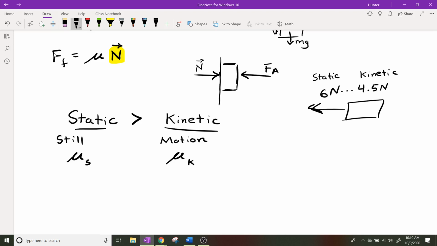Yeah, mu s and mu k. Mucus, definitely. We should have put kinetic first, so it could be mucus.